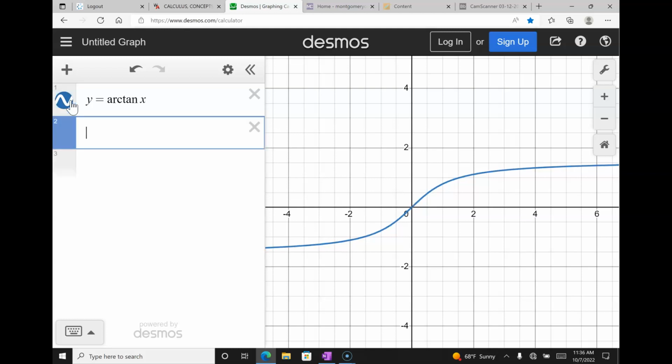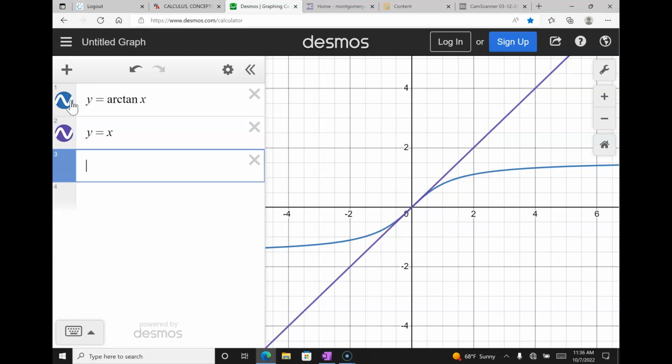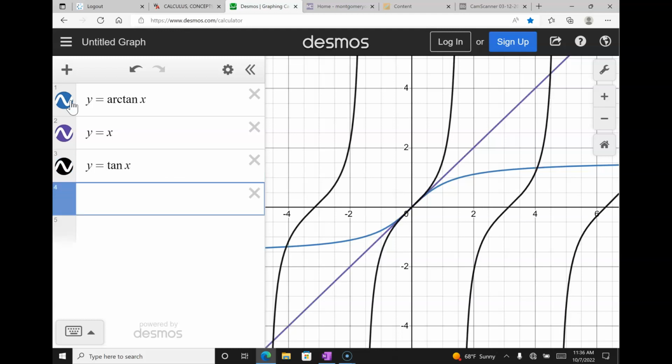Right? When we're looking at inverse functions, we're looking at the reflection about that line, right? So y equals tan of x. You see that, and we're only dealing with that one around the origin, right? So you see the tangent function, and you see the reflection of that over y equals x, and you get the inverse tangent function.